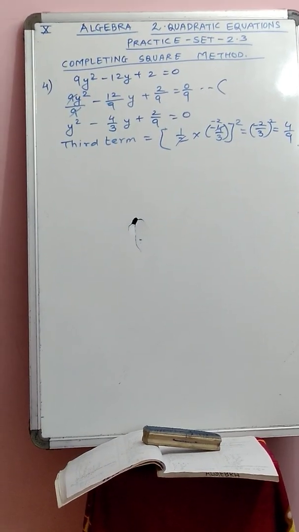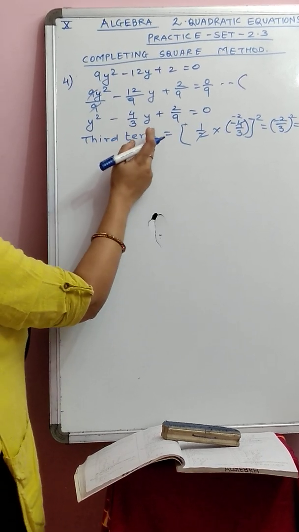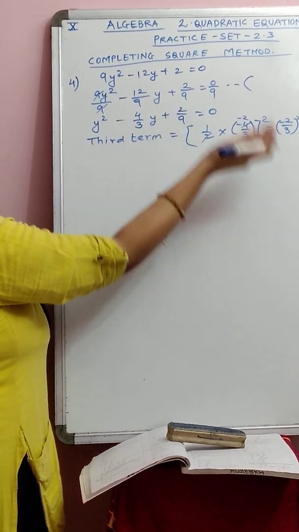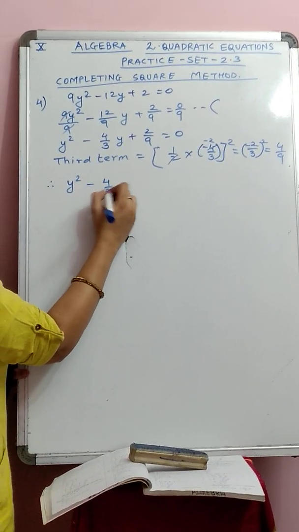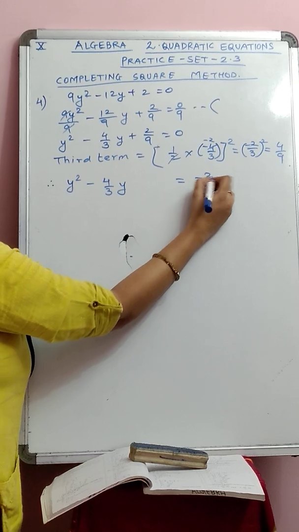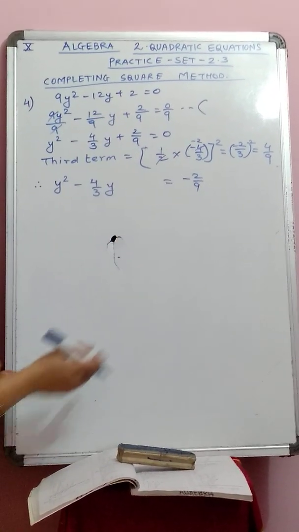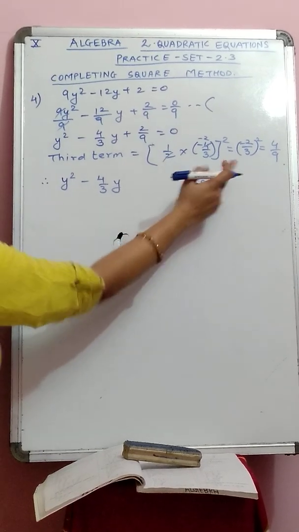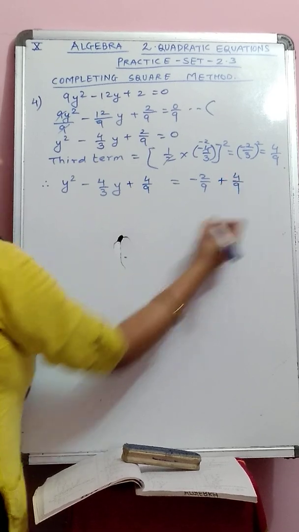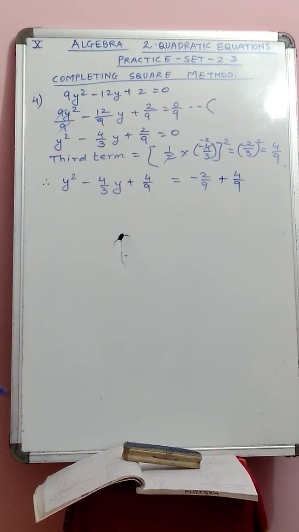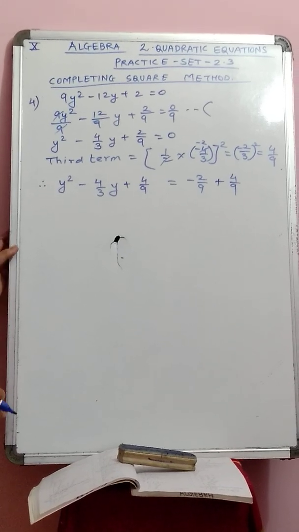Okay. So I am going to add 4 upon 9 both the sides. Okay, in this step I didn't take that 2 upon 9 to that side. Therefore y square minus 4 upon 3y is equal to minus 2 upon 9. First I am going to take this 2 upon 9 to that side, and it is minus 2 upon 9. Now 4 upon 9 I am going to add both the sides. Okay, I am actually mixing 2 or 3 terms because I will not be able to complete this in one go.